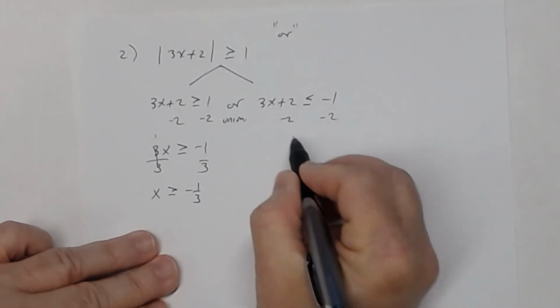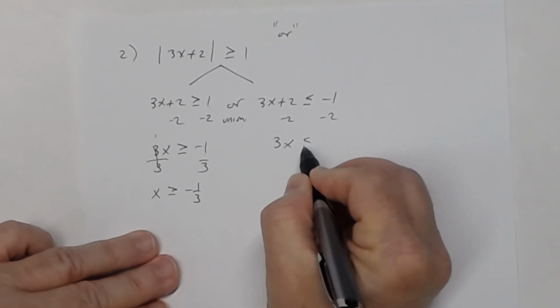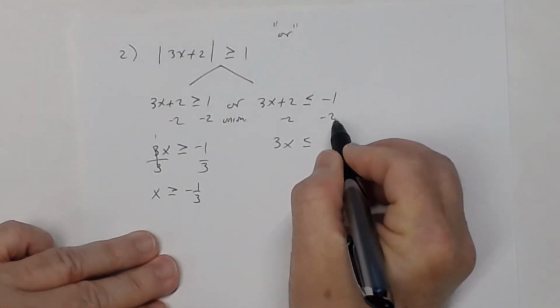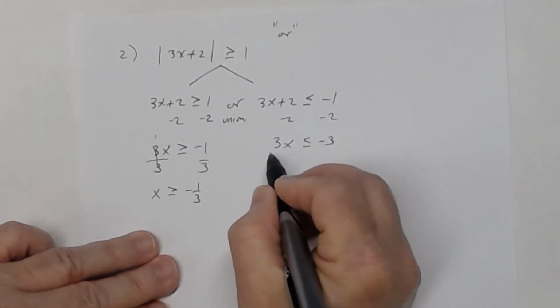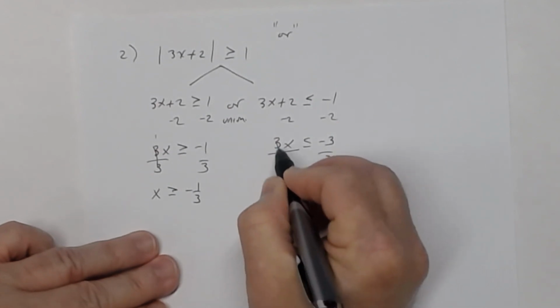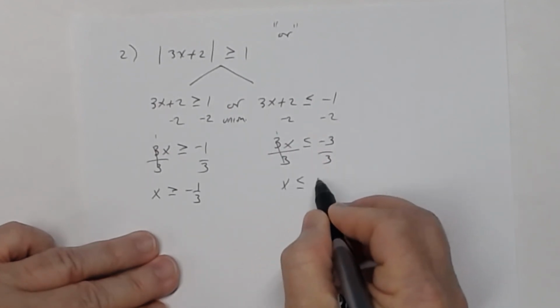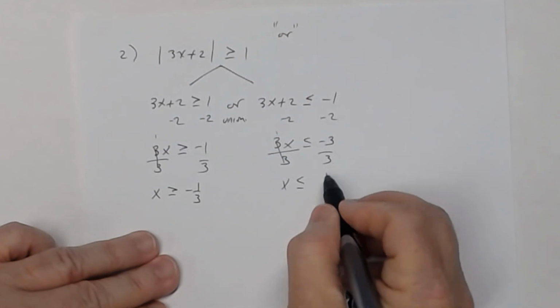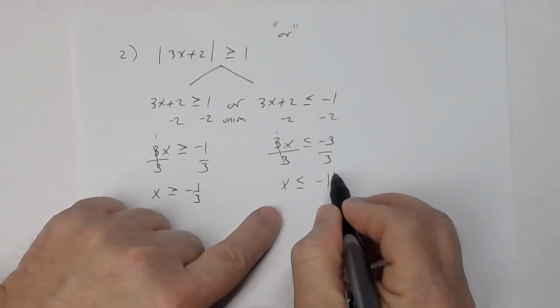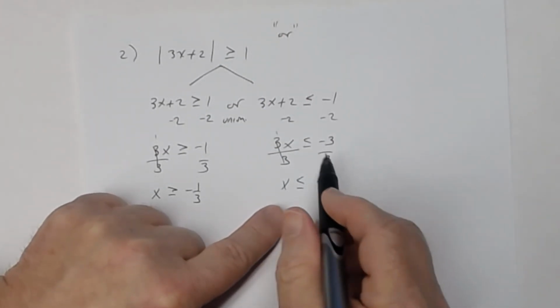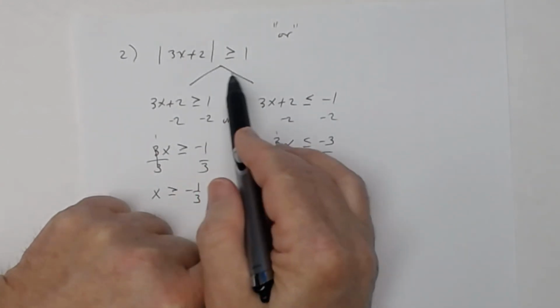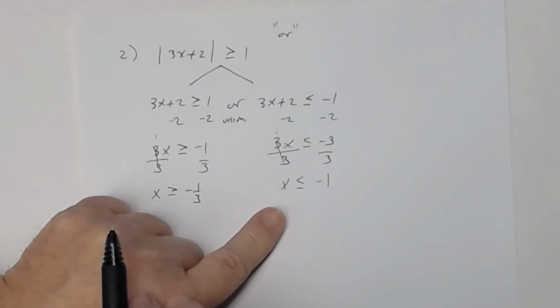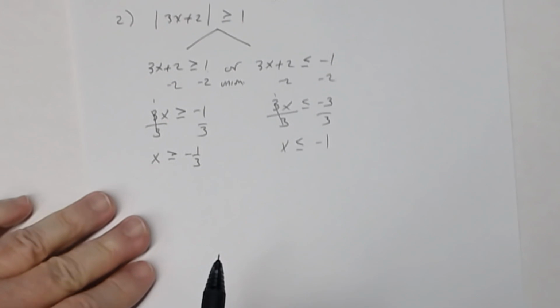So subtract 2 from both sides. I get 3x is less than or equal to negative 1 minus 2, which is negative 3. Divide both sides by 3. I get x to be less than or equal to negative 3 divided by 3, which is negative 1. So any real number less than or equal to negative 1 is a solution to this, and it's also a solution to this.